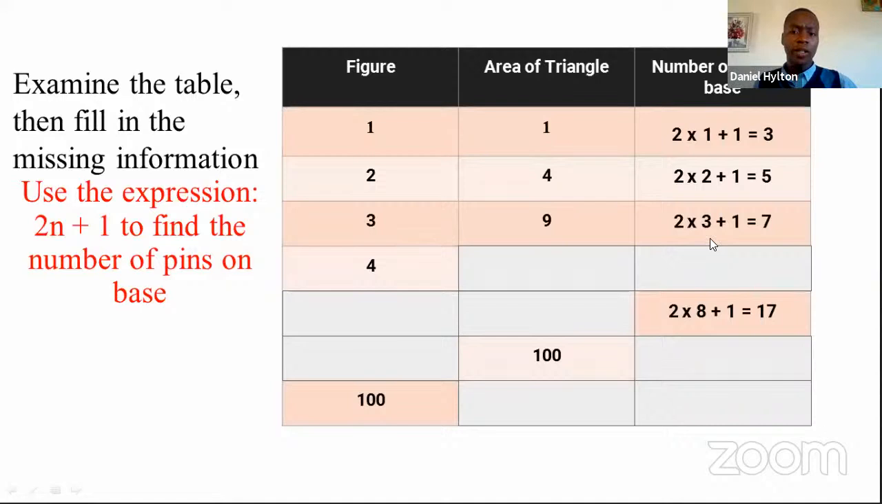All right, let's examine another table right here. So we're given this table and asked to complete the missing cells. So what can we say we observe about the area of the triangle and the figure number? What's happening in relation between the figure number and the area of the triangle?